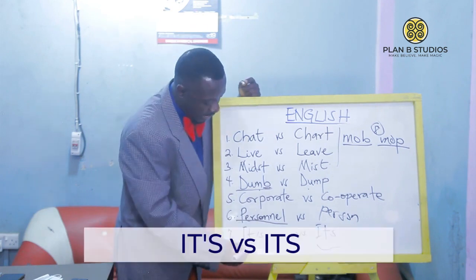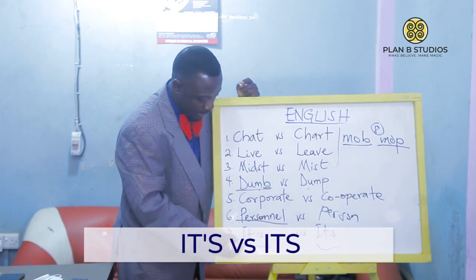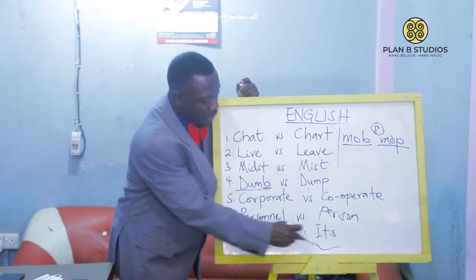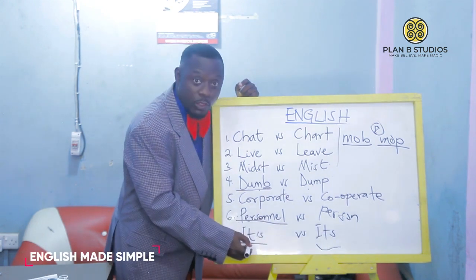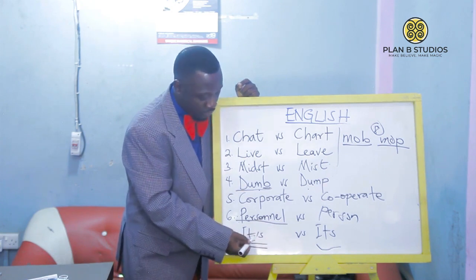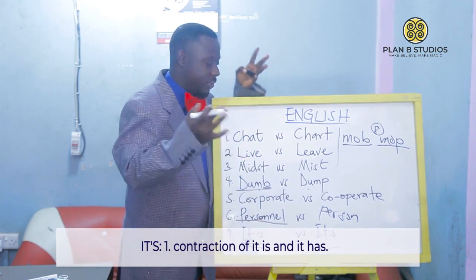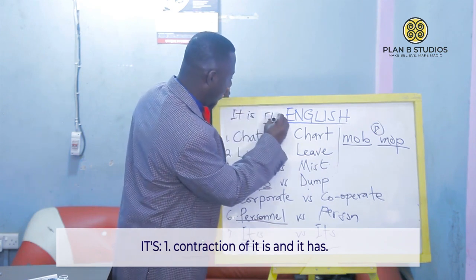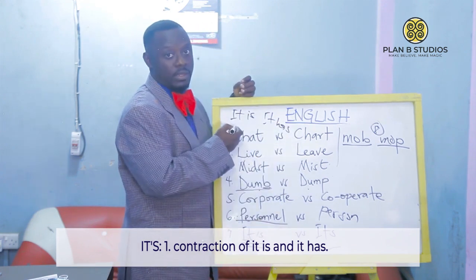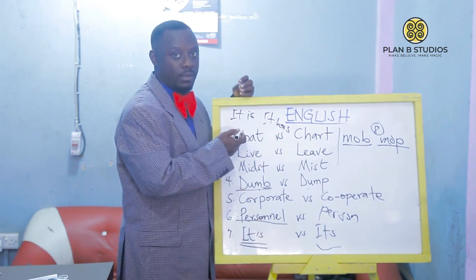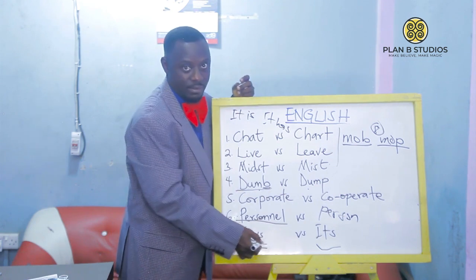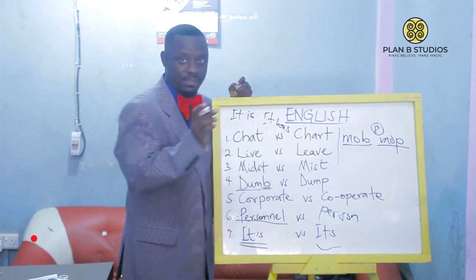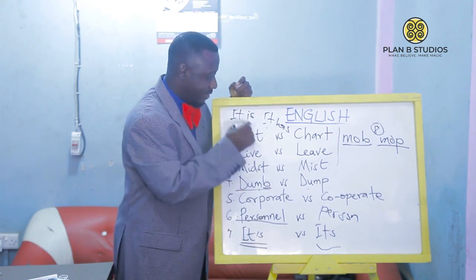Number seven. If you are talking this, it. You see that the apostrophe is there. This one and this one, the difference is the apostrophe. This one doesn't have an apostrophe. This one has the apostrophe. If you are talking this, it's the one that has the apostrophe like this. It is something we call contraction. Maybe you have it is, or it has. Then you want to cut short. That's the cut short we talk about in English. We call it contraction. You contract to get this. It's. So the apostrophe like this shows you that you are talking about it is or it has. So this is the contraction form of it is or it has.